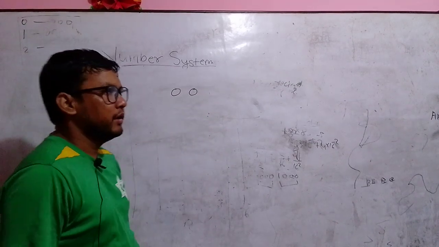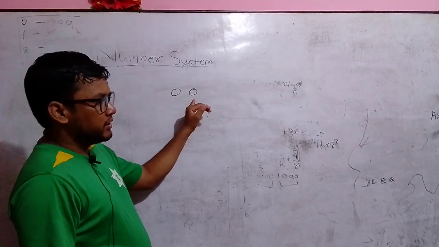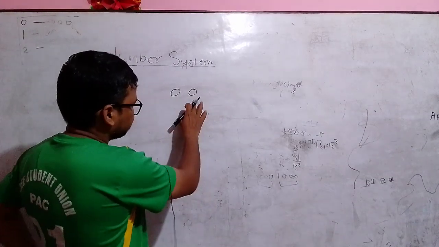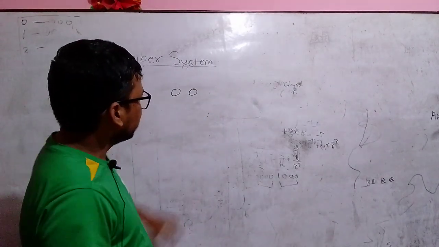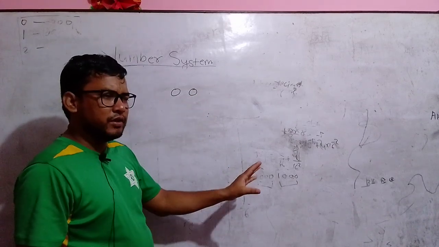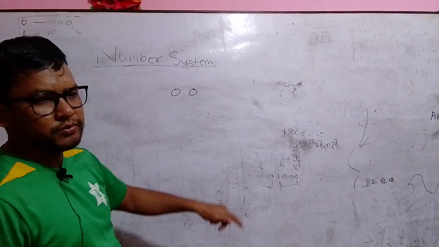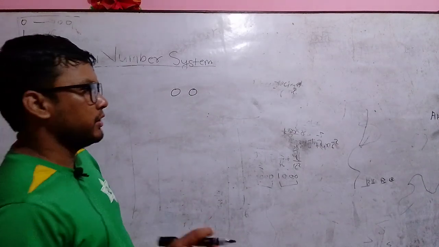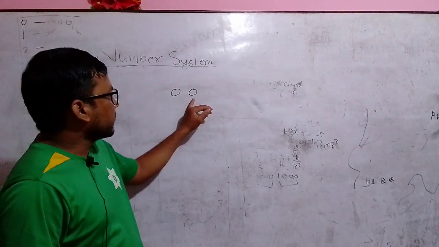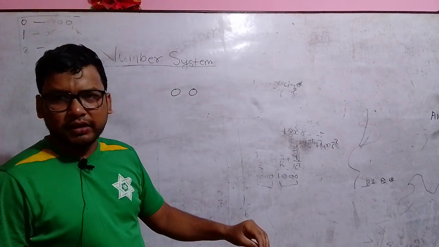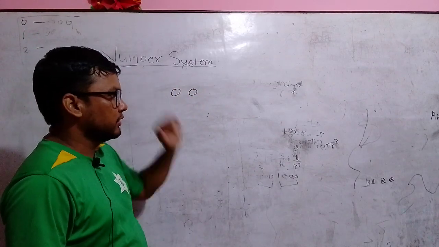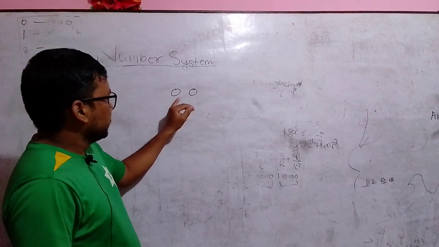That means 0, 0. Now there is a rule. We need to see the right hand side digit of the number. If there is 0, we need to convert it into 1. If there is 1, we need to convert it into 0. 1 is converted into 0, 0 is converted into 1 for the rightmost digit. And when we convert 0 to 1, then the remaining digits are left as they are.